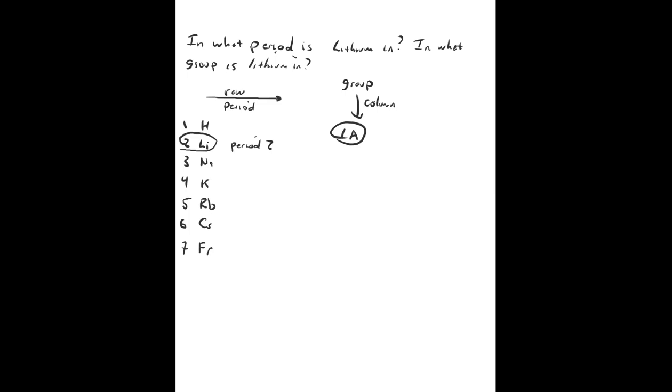The significance of the group is that the elements in the same group, not the same period but the same group, so the same column, have similarities in their properties. A good example of that is lithium and sodium. Sodium is an important nutrient, right? It's essential for cell function, it's essential for muscle function and the entire nervous system.